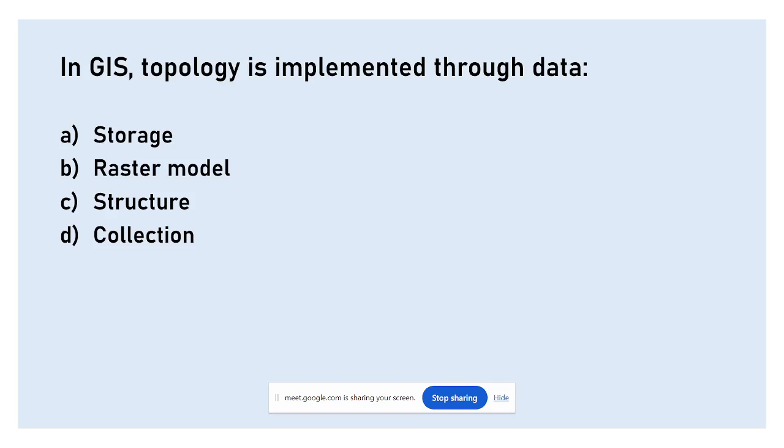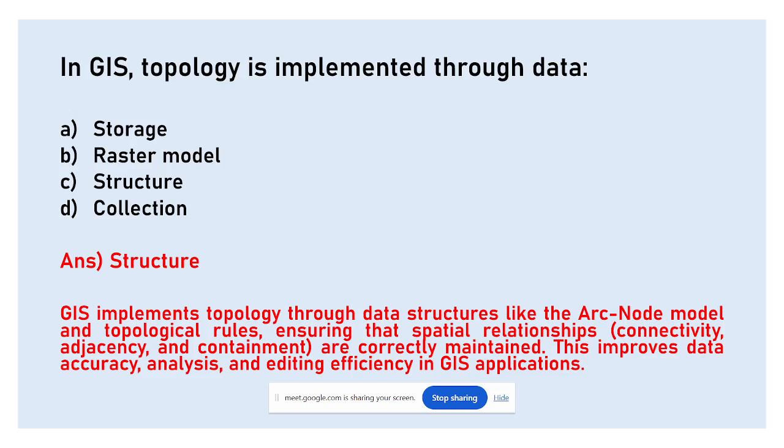Okay. So, yeah, the answer is right. It is structure. GIS implements topology through data structures like the arc node model and topological rules, ensuring that spatial relationships like connectivity, adjacency, and containment are correctly maintained. This improves data accuracy, analysis, and editing efficiency in GIS applications.